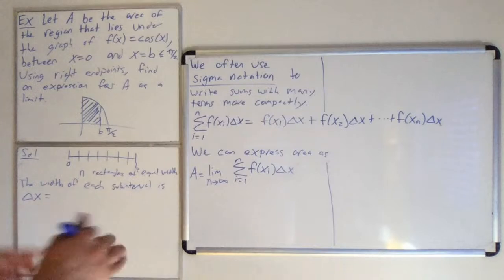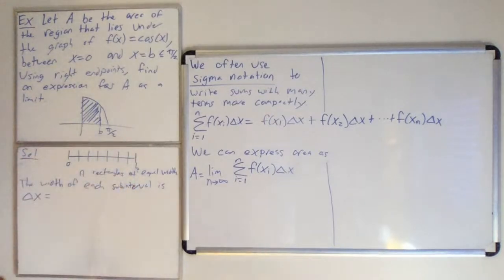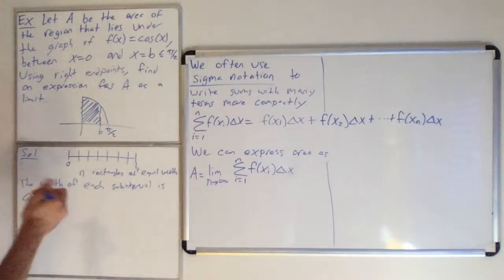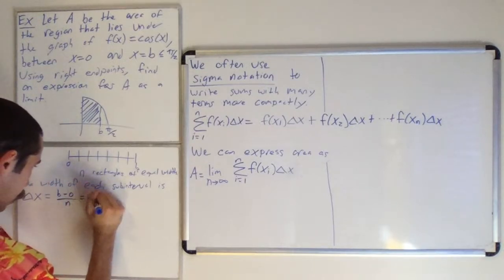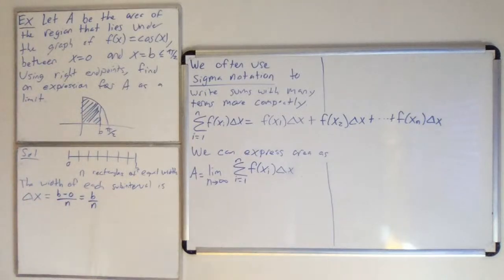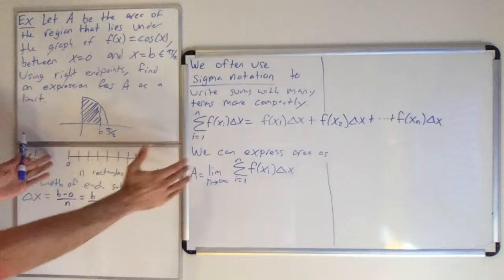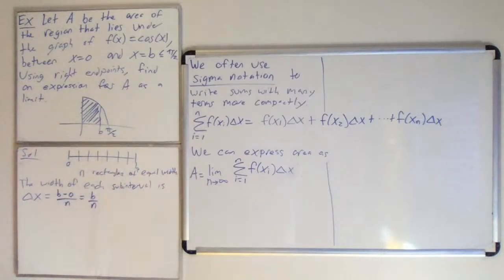Yeah, exactly, Jax. We find the length of the entire interval, which is b minus 0, so b, and divide it by the number of rectangles, which is n. So in general, the way you would find delta x is you find the length of the whole interval, so b minus a, and divide by n.